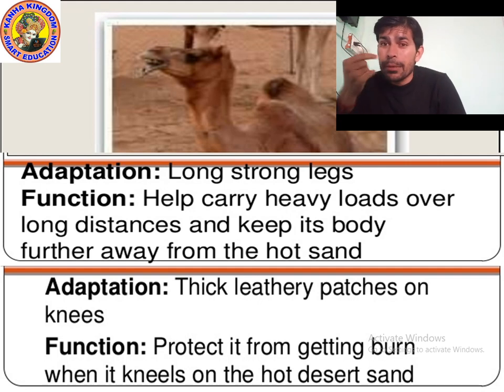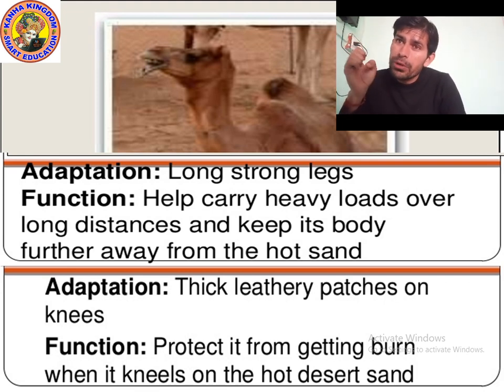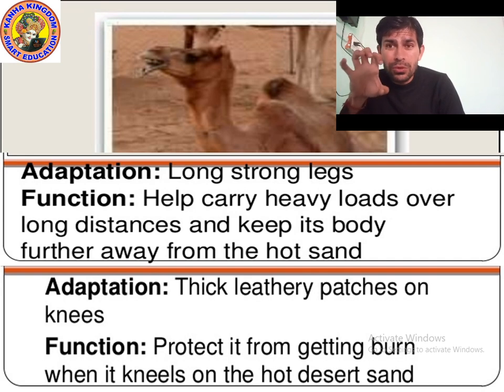You might have seen the camel cart in Rajasthan. It helps to carry heavy loads, so they can easily walk. Long legs also keep the body further away from the hot sand. What is the reason? Their main body is protected from the hot sand. Their body does not get overheated because their long, strong legs protect it from the hot sand.